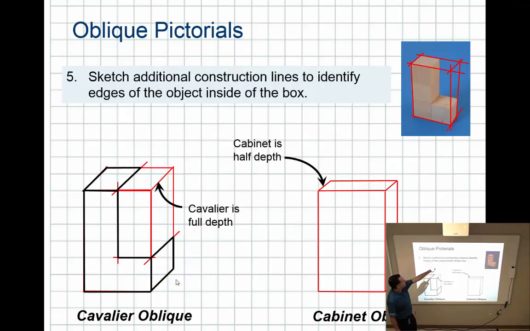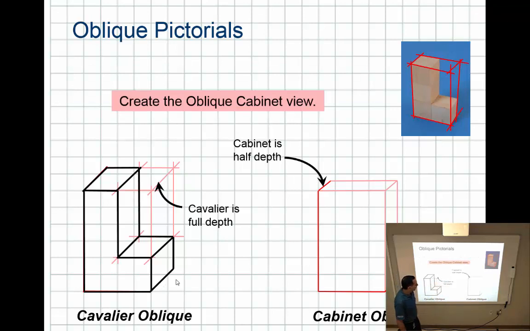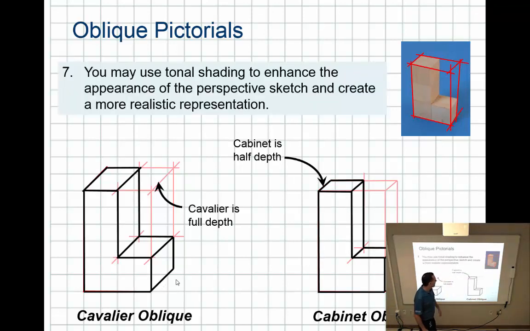Now I'm going to sketch additional construction lines to identify edges of the object inside the box. So these are all the faces touching the outside, but I have some faces inside the box, using my construction lines to draw those, and then I'll darken those in as well. This process gets repeated for cabinet oblique. The only difference, again, is going to be the depth has been cut in half.